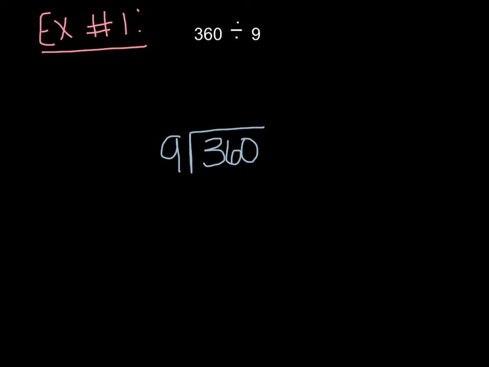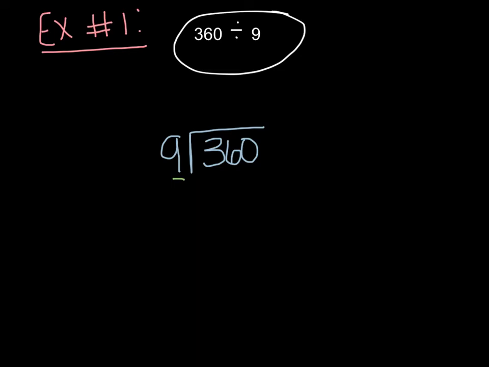Alright, example number 1. So we're just dividing whole numbers. You've done this before, so this should just serve as a good review. So we have 360 divided by 9, and I set this up for you. 360 on the inside because it's being divided by 9. And now we're going to divide.